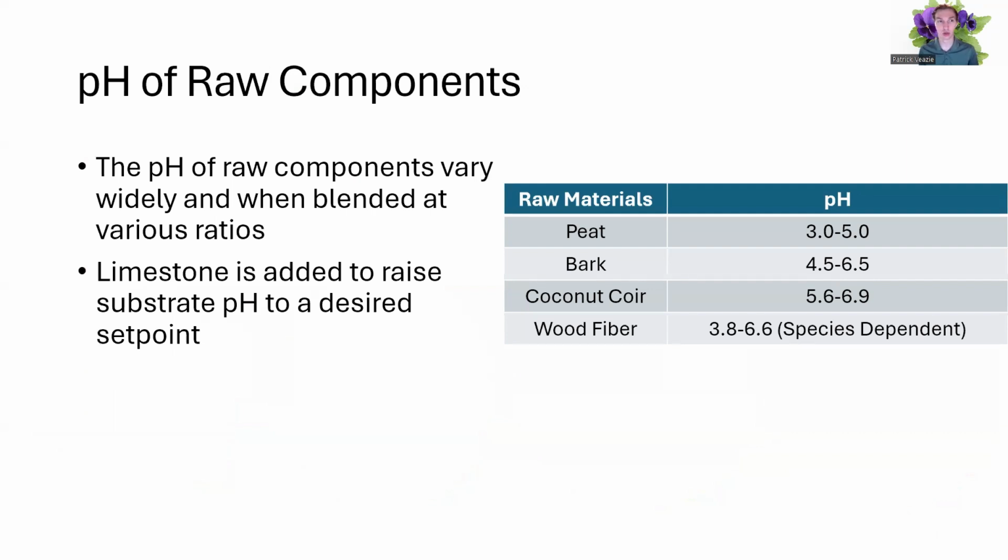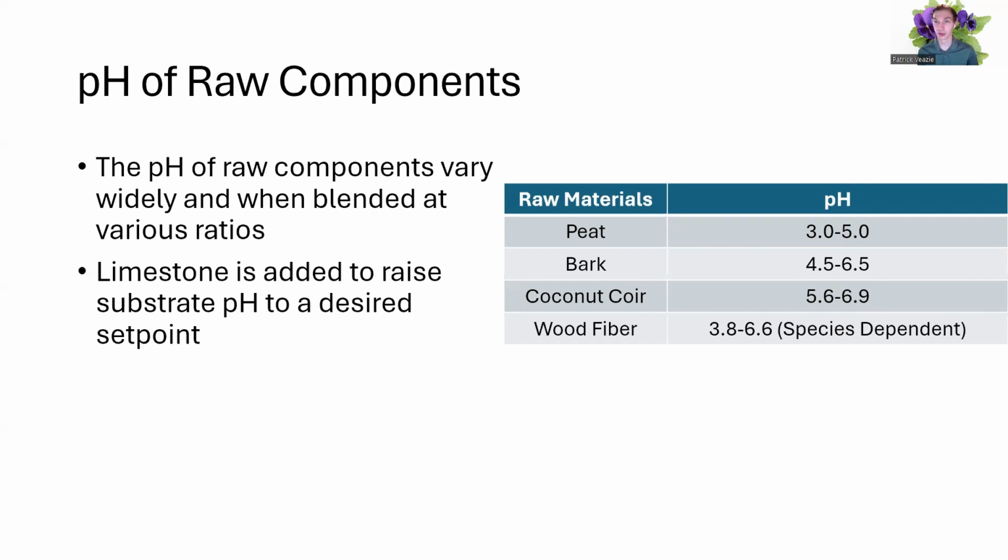So what are the pH of the raw components? They vary widely, and especially when we blend these at different ratios, you need to account for that in terms of how you manage that substrate. So peat is very acidic, ranging from a pH of 3 to 5. And we commonly add that with perlite, but also limestone. Then we have bark of 4.5 to 6.5, which you would add a little bit less limestone in order to not drive the pH too high.